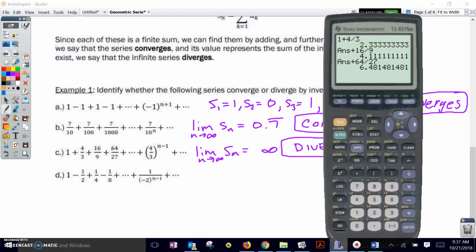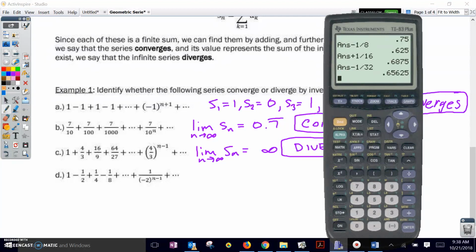Alright, next one. Last one. We start with 1. And we subtract away 1/2. So the second partial sum is 0.5. Then we add a quarter. Then we subtract an 1/8. And then we add a 16th. We subtract a 32nd.